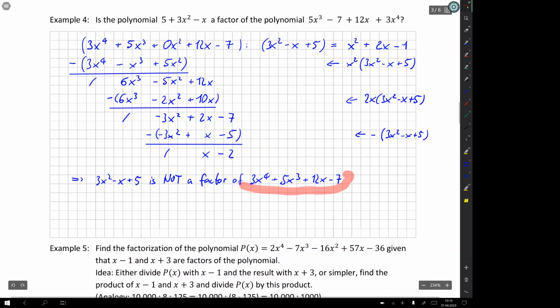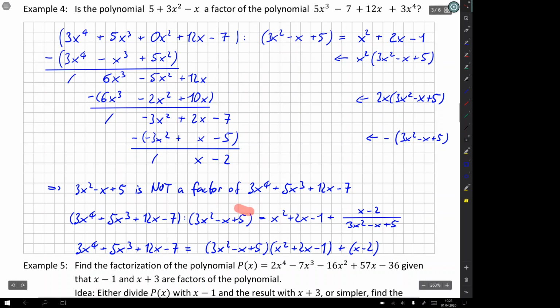So our result is that the complete division yields x squared plus 2x minus 1 plus x minus 2, this here, divided by 3x squared minus x plus 5. That's the result of this division. Another way of looking at it, we can also say the original polynomial can be written as the product of 3x squared minus x plus 5 times x squared plus 2x minus 1, the result here, plus this remainder, x minus 2.